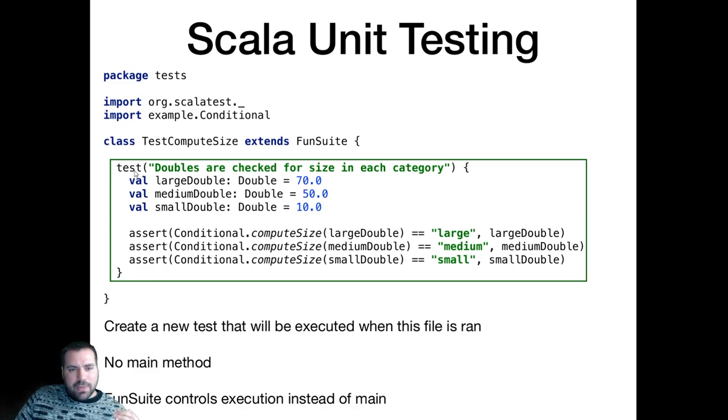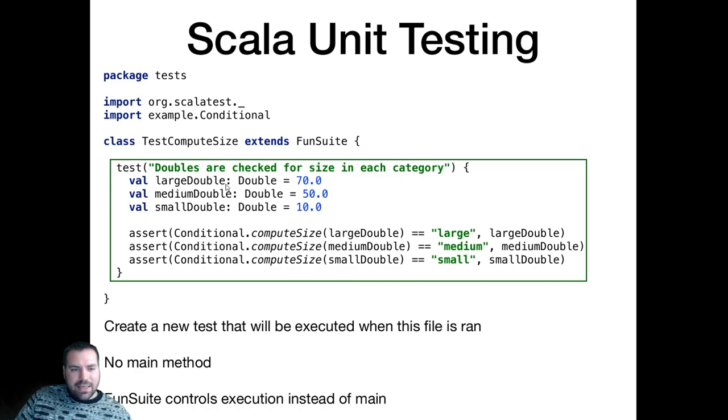One of the pieces of functionality is this test method. We're going to call the test method, which is going to give us this testing functionality. We're going to name this particular test whatever I want to name it. Here I'm just going to give it some descriptive name: Doubles are checked for size in each category. So I'm going to test these doubles for the size, something descriptive, something where you're going to know what that test means. This name is going to display when you run your tests, so having it be something meaningful, especially if you have a lot of tests, is going to help you out.